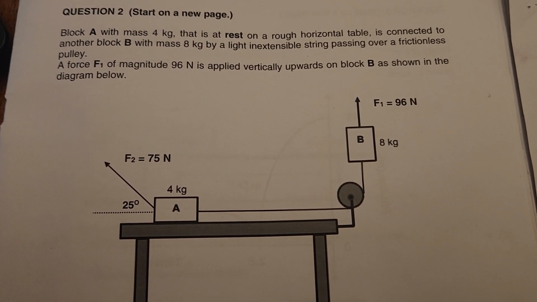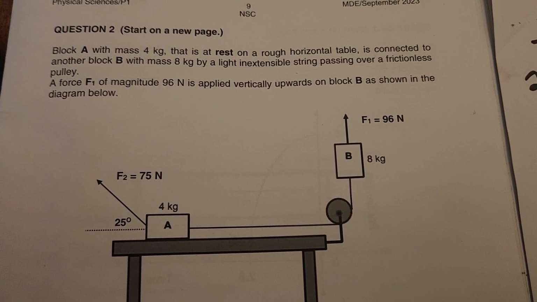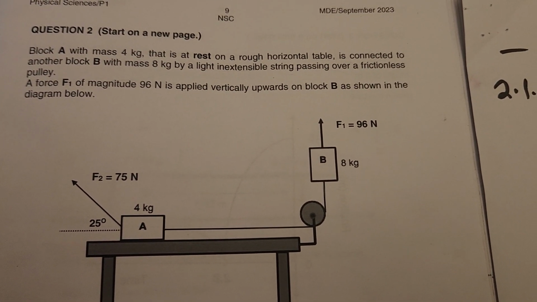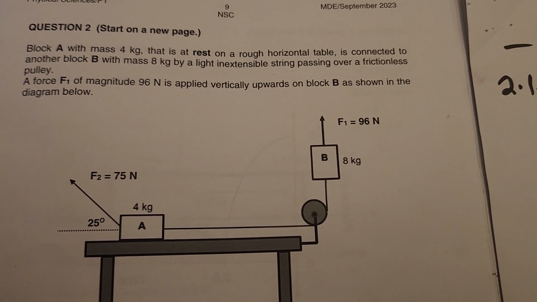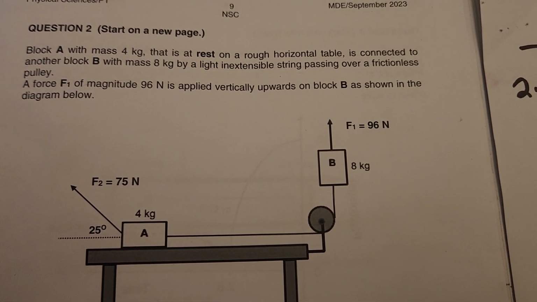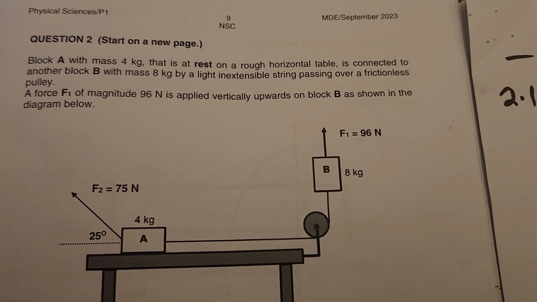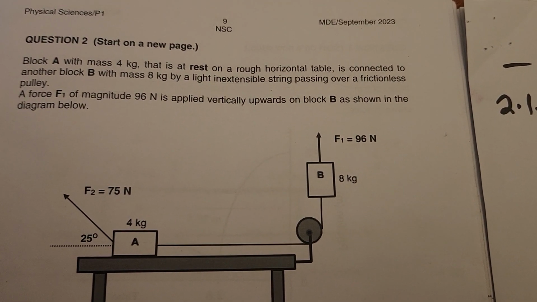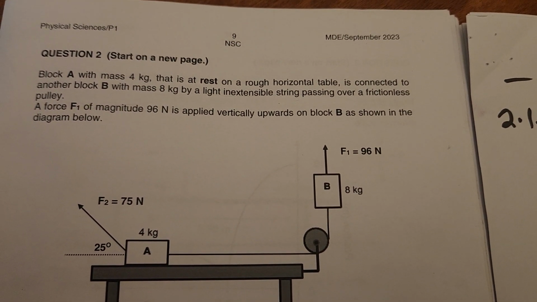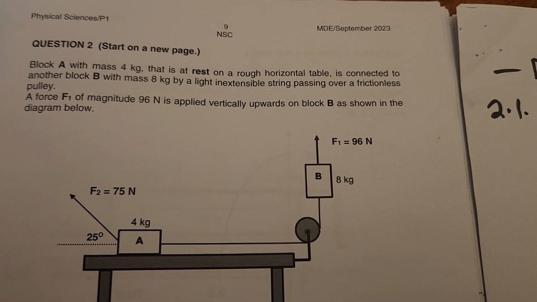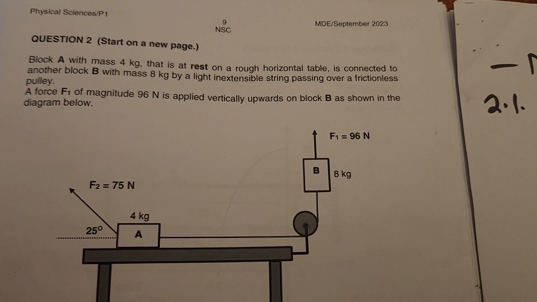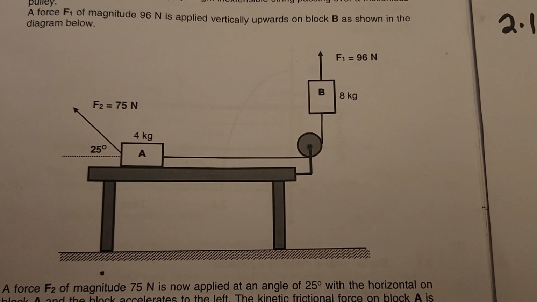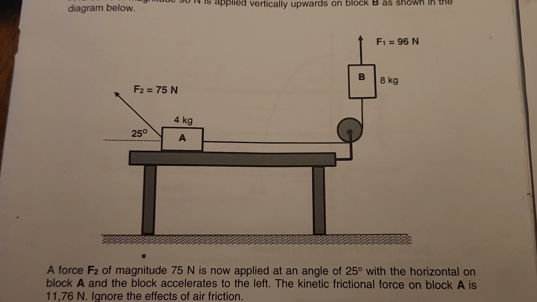whereby now they say block A with a mass of 4 kilogram, that is at rest, bolded. Now take note of that. Initial velocity is 0. On a rough horizontal table is connected to another block B of mass 8 kilogram by a light inextensible string passing over a frictionless pulley. A force F1 of magnitude 96 Newton is applied vertically upwards on block B as shown in the diagram below. You can see the diagram that's going together with the statement.